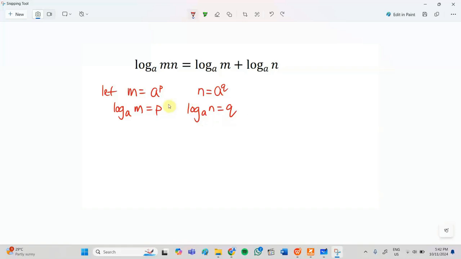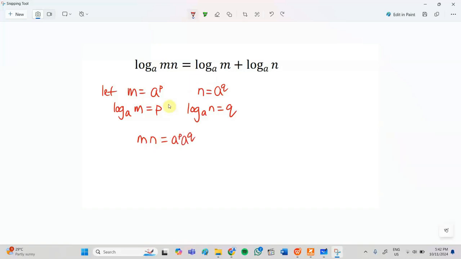From here, then we can start. Okay, so we start from here, mn. So m times n equals a to the power of p times a to the power of q. So you get a to the power of p because m is a to the power of p, n is a to the power of q.